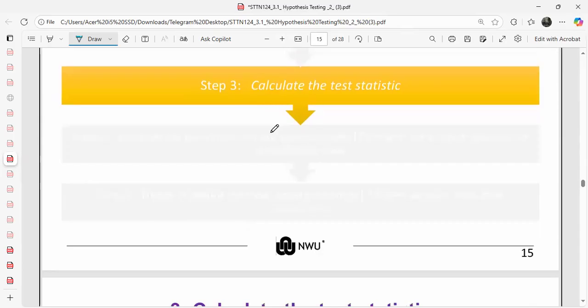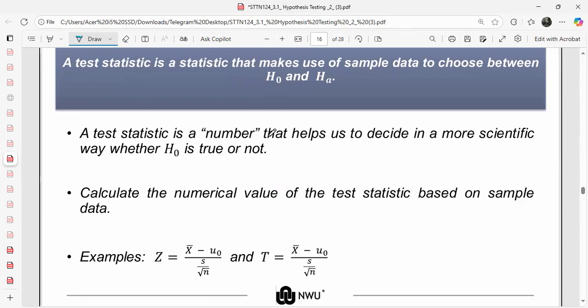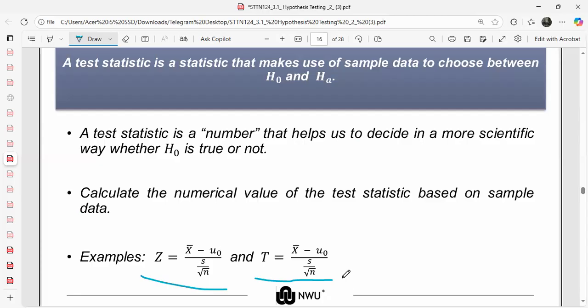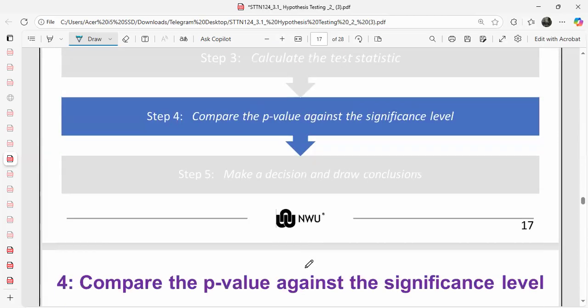Okay, then this is how you calculate the test statistic. Let's check the formulas. For example, we use this one when we are dealing with the large samples. We use this one when we are dealing with the small samples. This one here is for the large sample and the small samples.